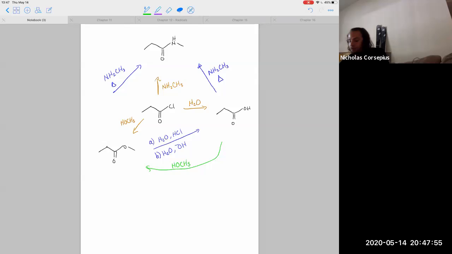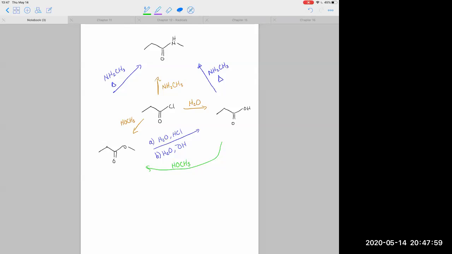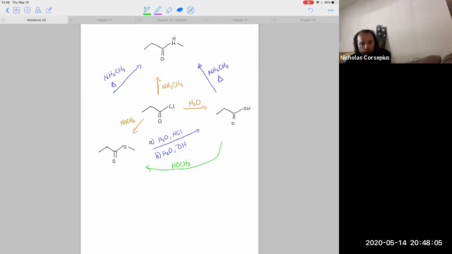Can anybody guess what that would be? Acidic or basic? Acidic. Yeah, Tony, why acidic? Because the base would deprotonate the carboxylic acid. Boom, right? If you're starting with a carboxylic acid and you add a base, you're going to make a carboxylate ion. A carboxylate ion is not a good electrophile, right? So this can only occur under acidic conditions to get back.